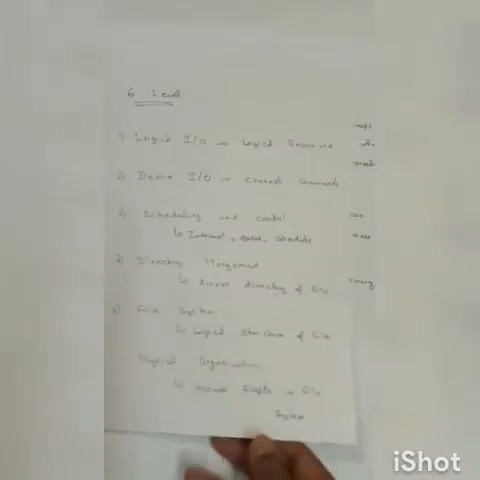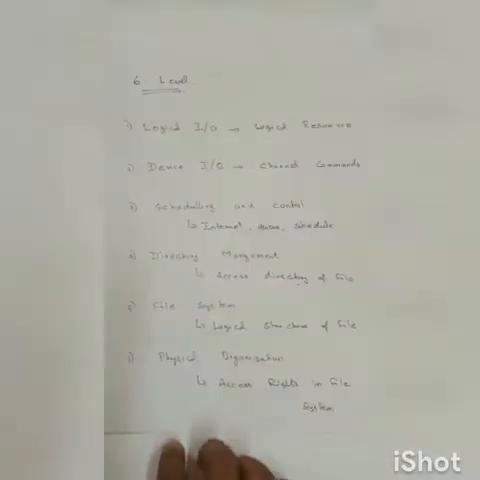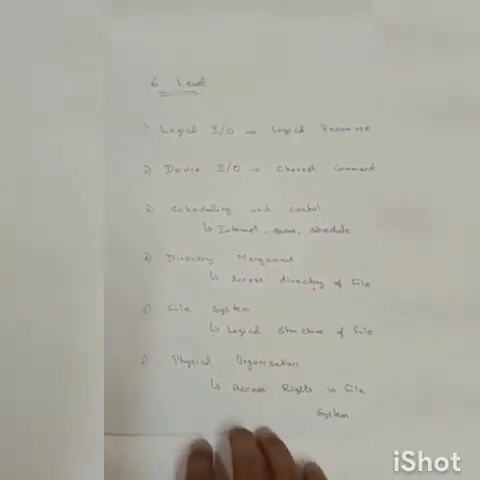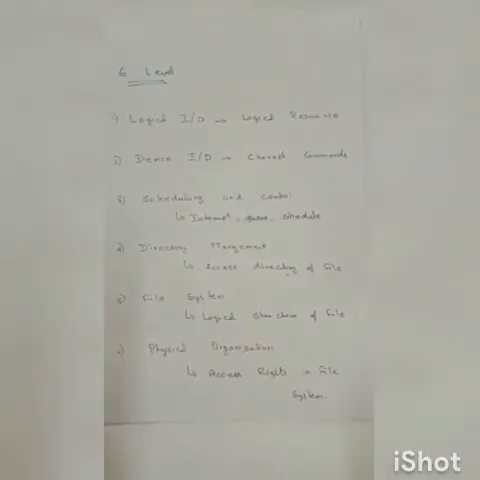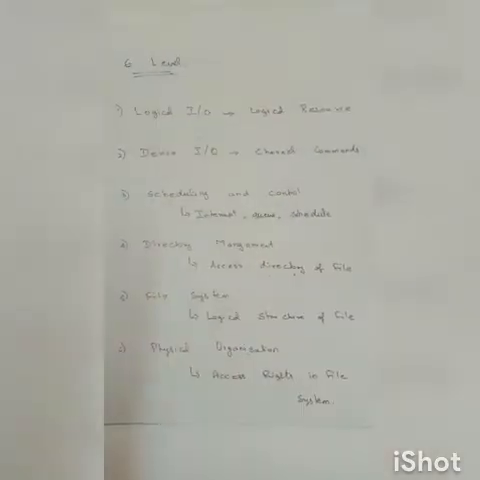Now we will see the 6 levels of your design issues. Okay, these are the 6 levels of your design issues. I have given the important points and an easier method to remember all these things, so you can remember all the points easily. Okay, so there are 6 levels. All the 6 levels are totally related to your input and output process, because the entire operating system deals with your operating system's design issues.